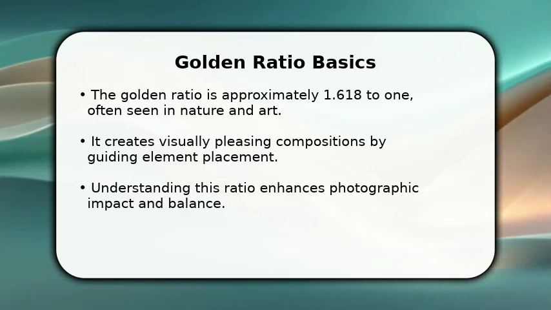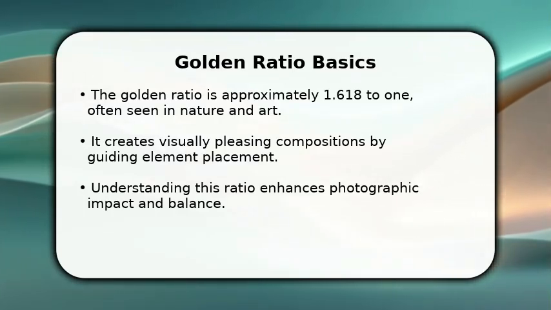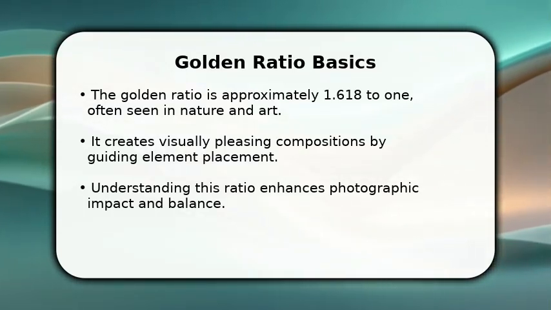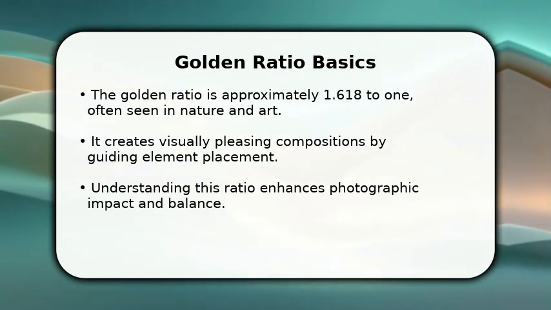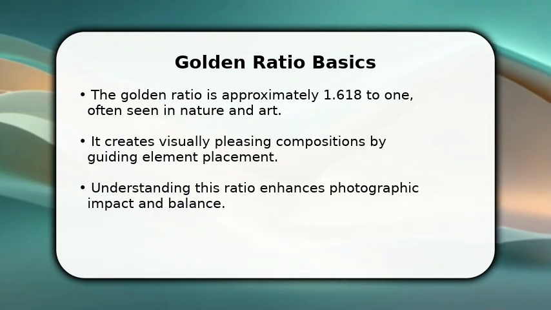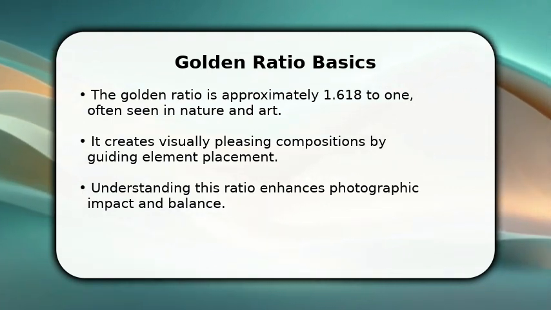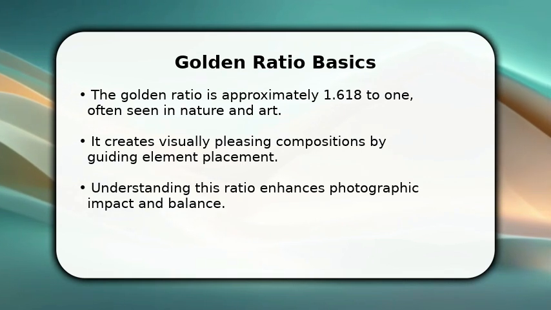In this video, I will explain how to use the golden ratio grid in photography. Let's dive into understanding this powerful compositional tool. The golden ratio, often expressed as 1 to 0.618, is a mathematical concept found throughout nature and art.